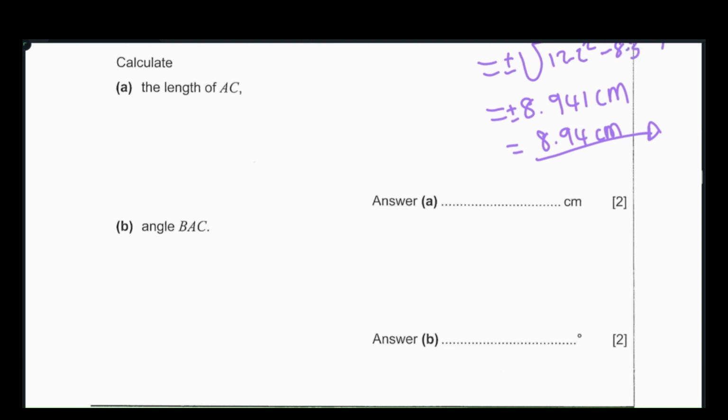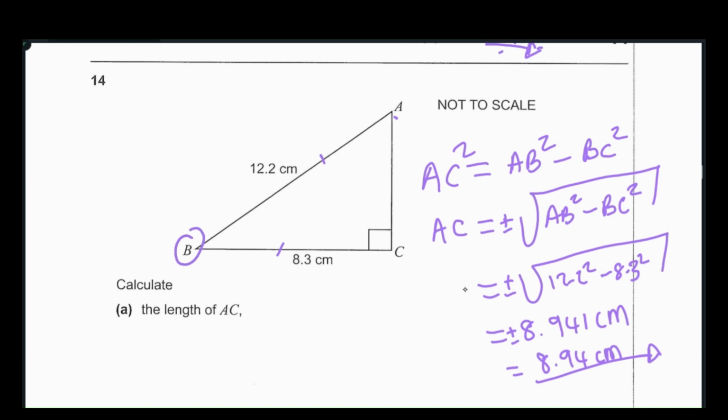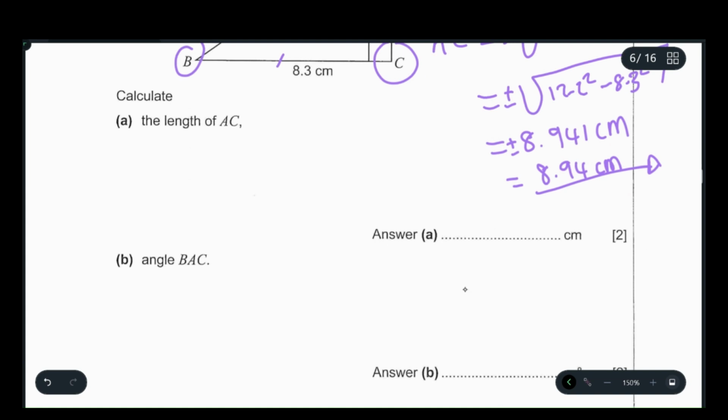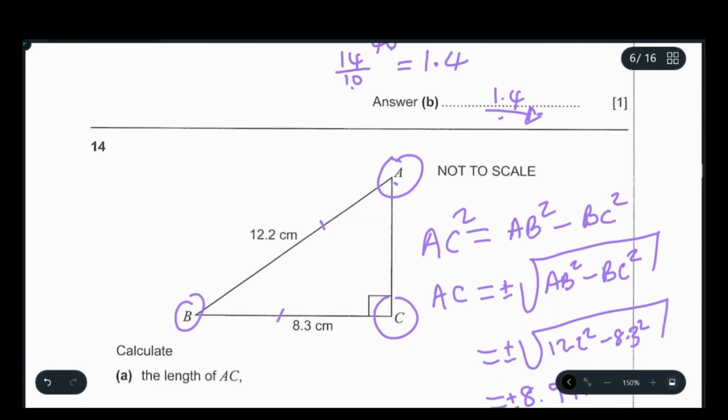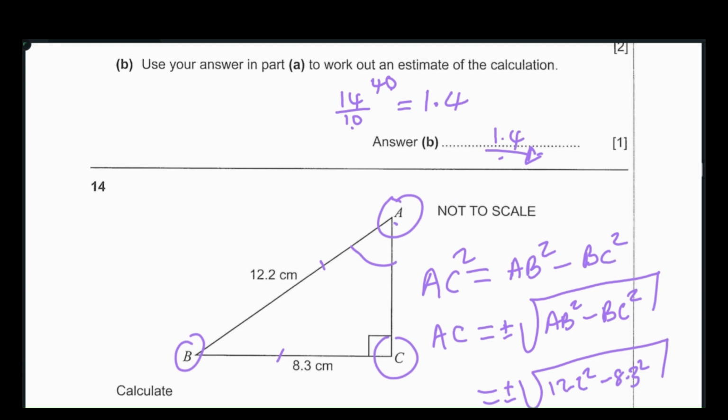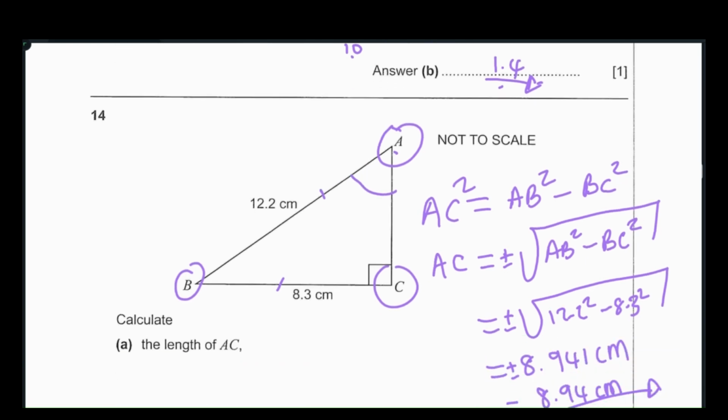Let's look at B. Find angle BAC. So angle B, A, C. The middle letter is your angle. So angle A. We are looking for this angle. For angle A, this is the opposite, and that is our hypotenuse.